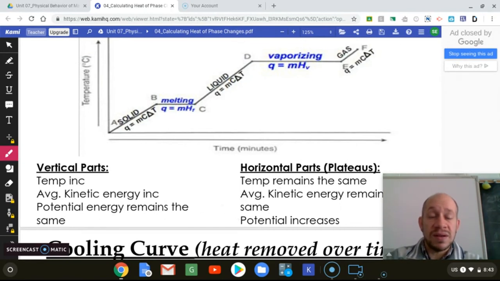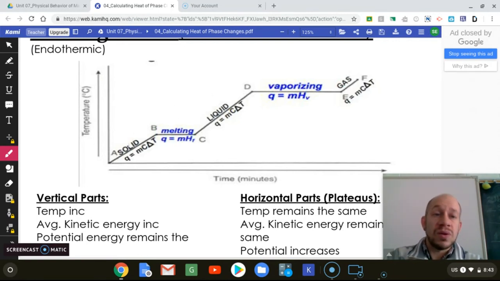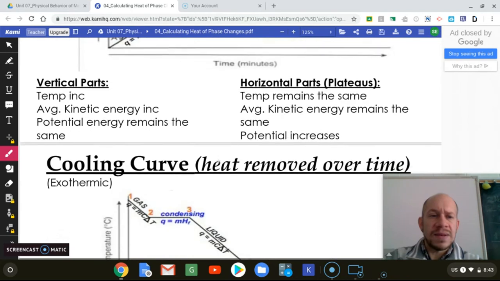So notice that they're opposites, except they never go down. When I'm heating it up, my potential energy and my kinetic energy increase. They just don't occur at the same time. So when I have a temperature increase, I have a kinetic energy increase. And when I have temperature remaining the same, I have potential energy increasing. I'll go over that again in class.